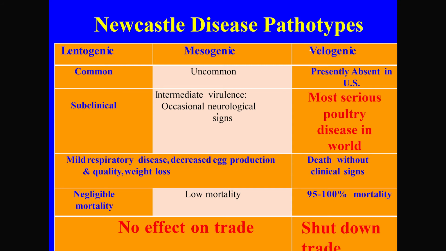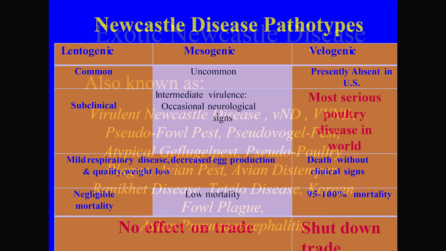We can have death without clinical signs. It can be very, very similar to what I talked about with avian influenza. There can be a 95% up to 100% mortality, and this one does affect trade. These other two here, lentogenic and mesogenic, typically have no effect upon trade.